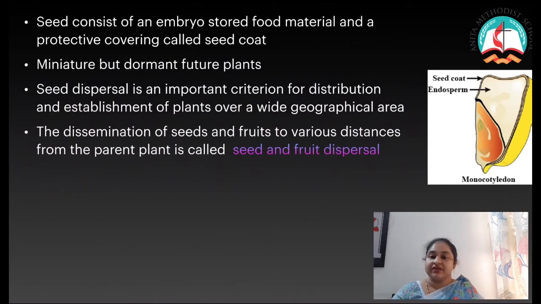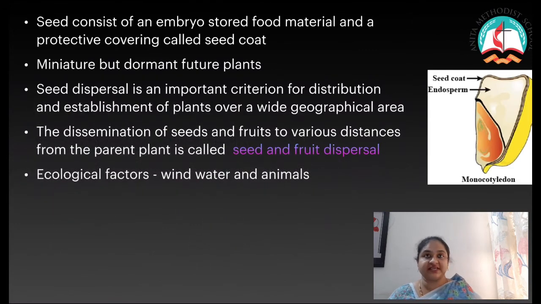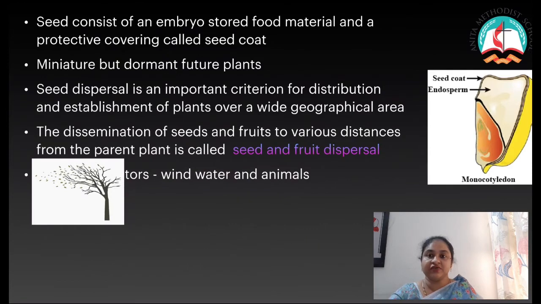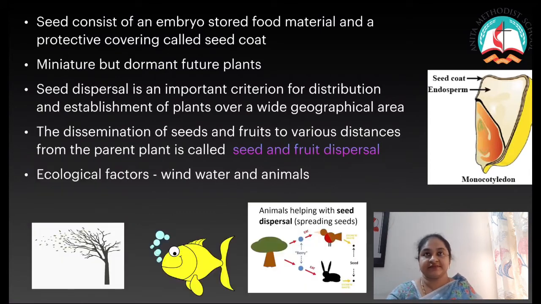So to disperse the seeds, ecological factors like wind, water, and animals are important. Wind, water, and animals are important for the dispersal of seeds. Understand that seed dispersal is a regeneration process. What do you mean by regeneration? It is the renewal or restoration of the plant population.